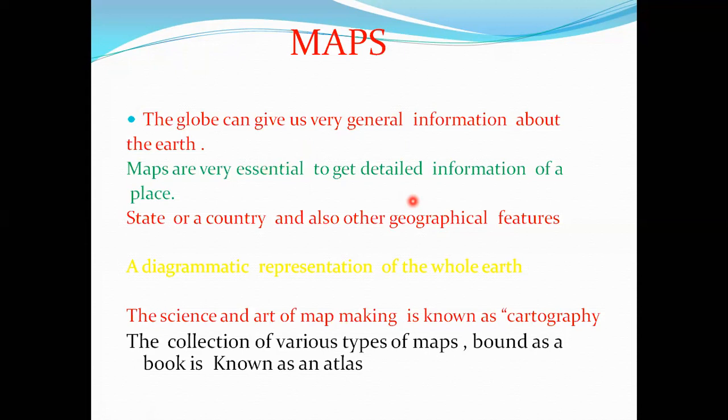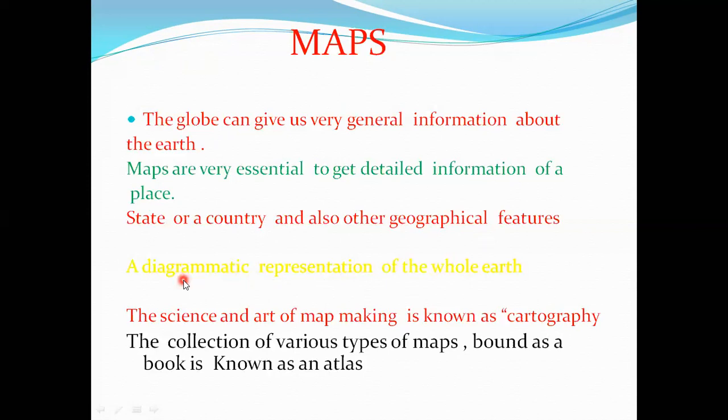And what information will they give? State, country, and also other geographical features. For example, state, country, continent, oceans, mountains. These are the things we can know with the help of maps. Yes or no? Who will give it for us? The map will give the information for us.